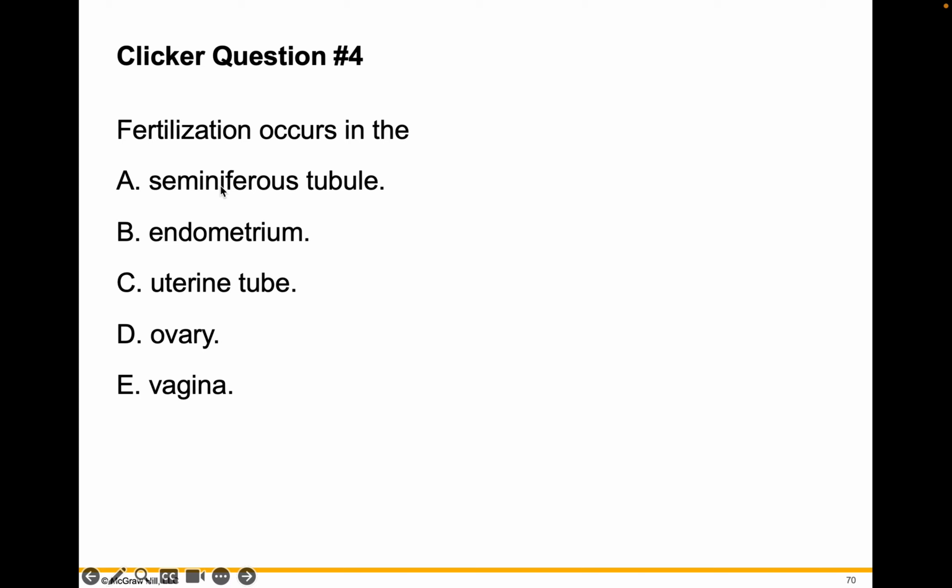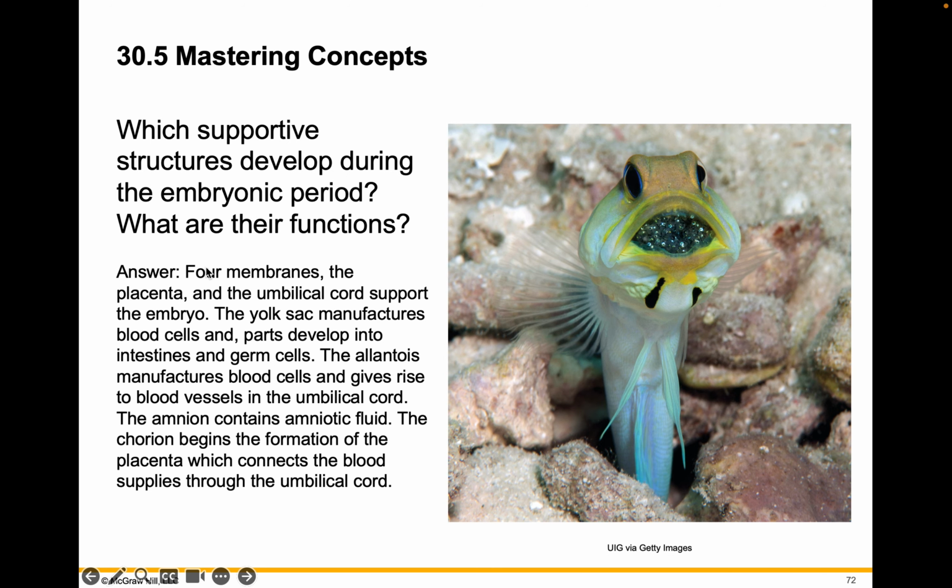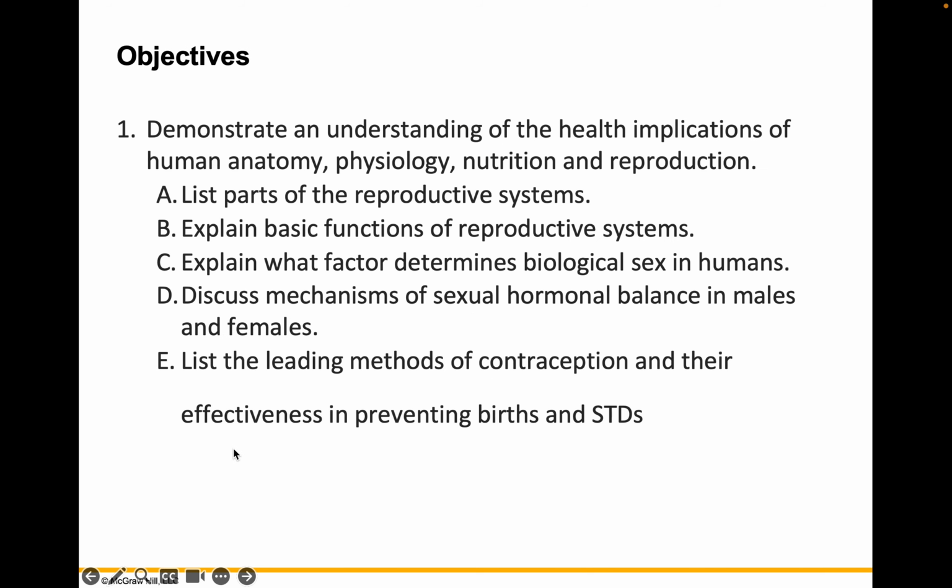All right, so when does fertilization occur? Or where does fertilization occur? Good, in the uterine tube, or the fallopian tube. Which supportive structures develop during the embryonic period, and what are their functions? Take a moment, jot down your thoughts in your own words. Maybe even draw a picture.